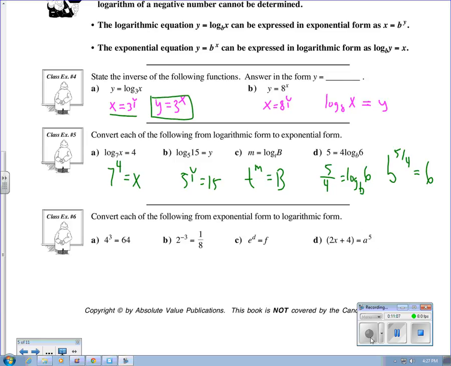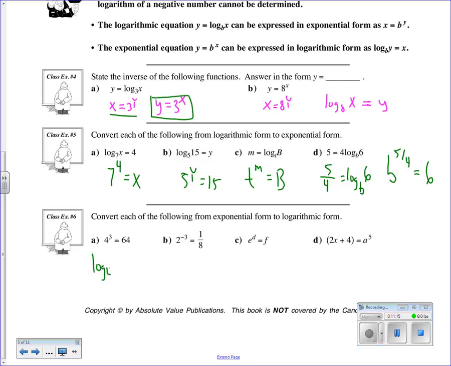I'll do a couple of these into exponential to logarithmic form. So log base 4 of 64 is equal to 3. We're generating the answer. We're generating the exponent position. So the log base 2 of 1/8 is minus 3. The last one, the log base a of (2x plus 4) is equal to 5. And just a little bit more.